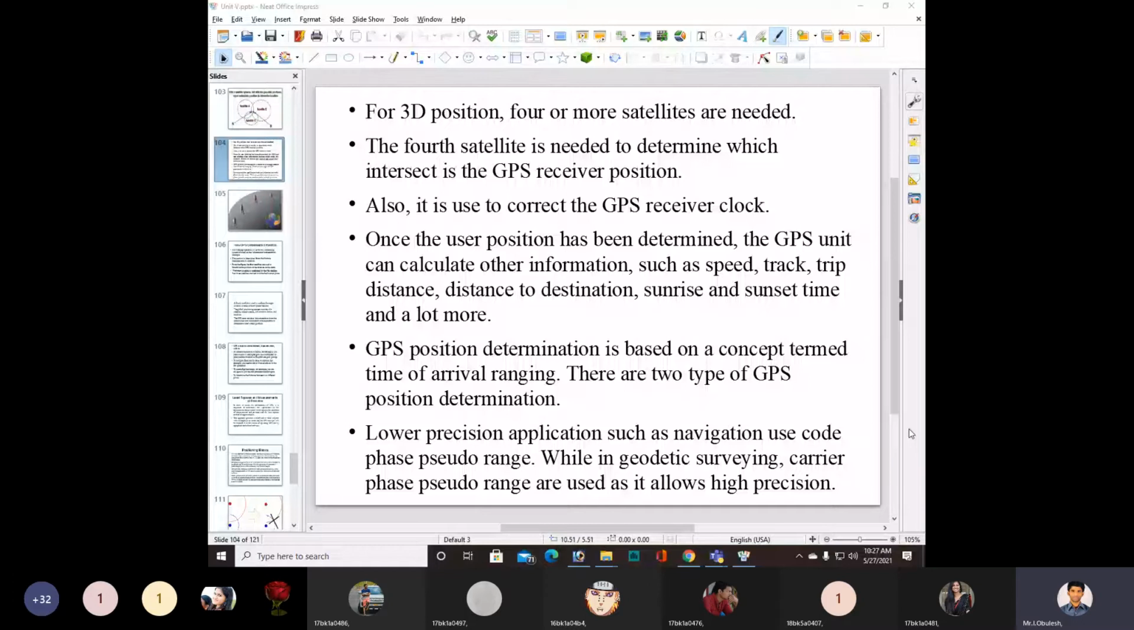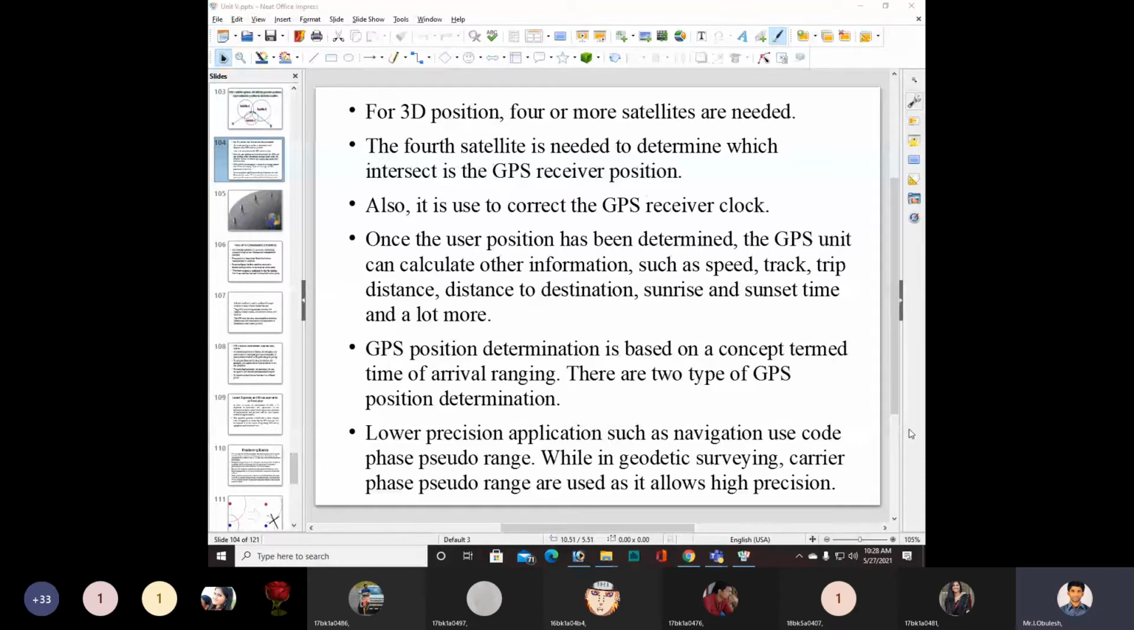Once the user position has been determined, the GPS unit can calculate other information such as speed, track, trip distance, distance to destination, sunrise and sunset time, and a lot more.